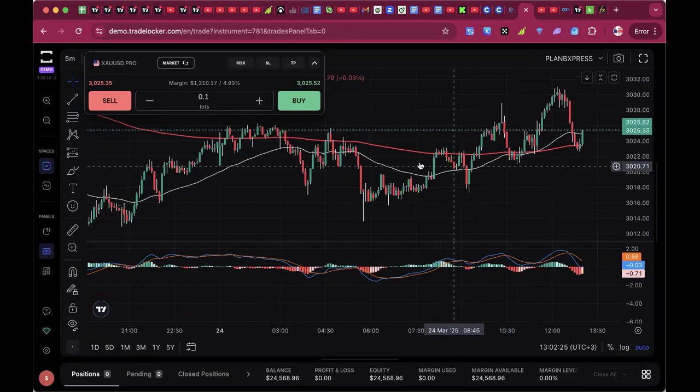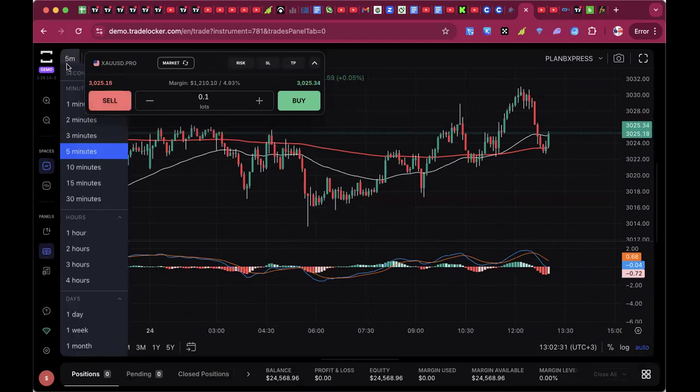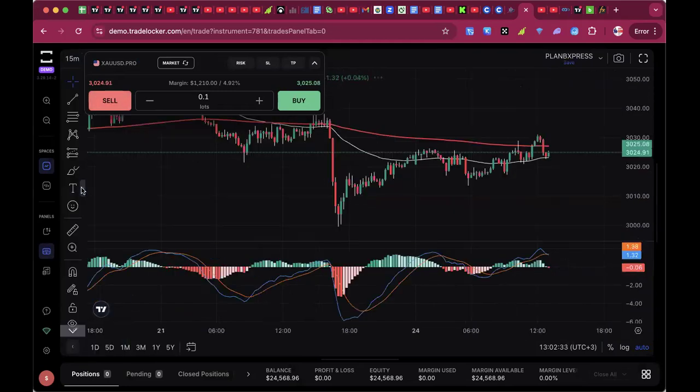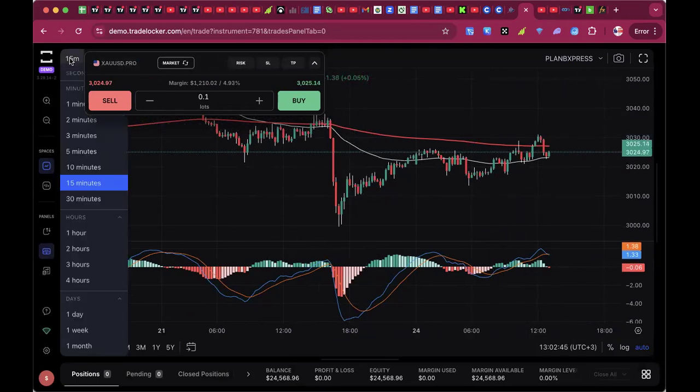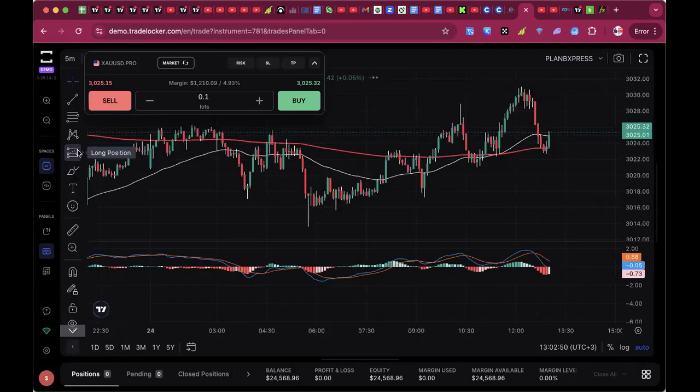Okay, look at gold. We got support at the 200 moving average. Let's look at 15 minutes. Yeah, at the 50 moving average. What's the overall trend? That's the first thing you probably will have checked before stepping down to a lower time frame.